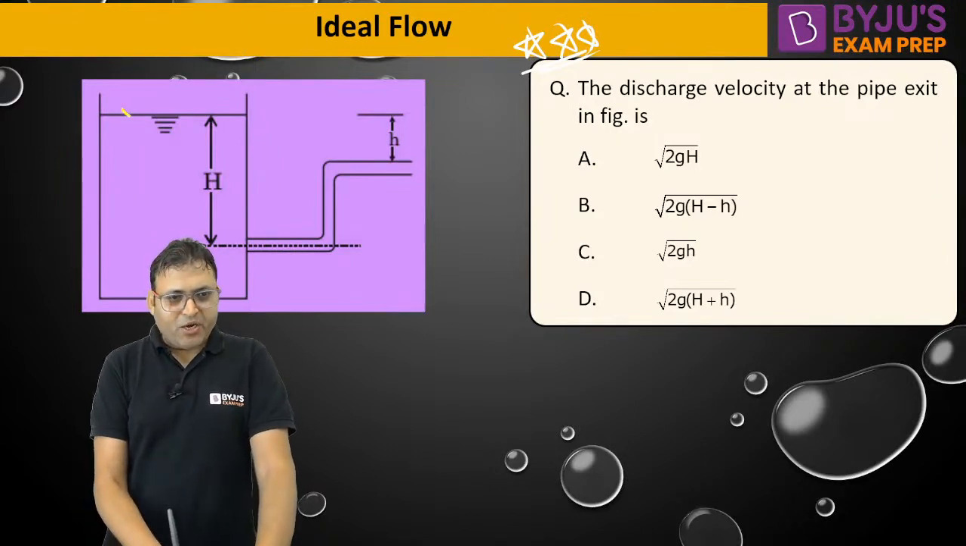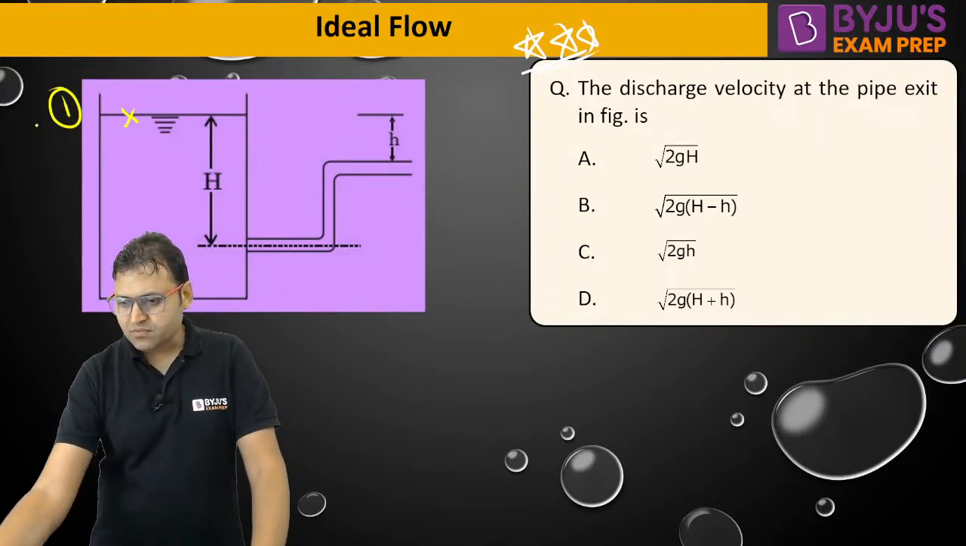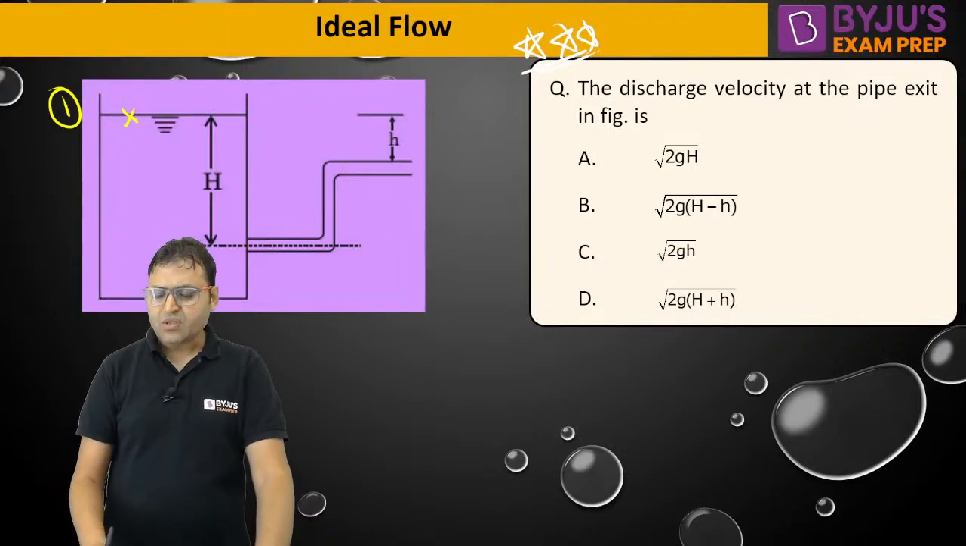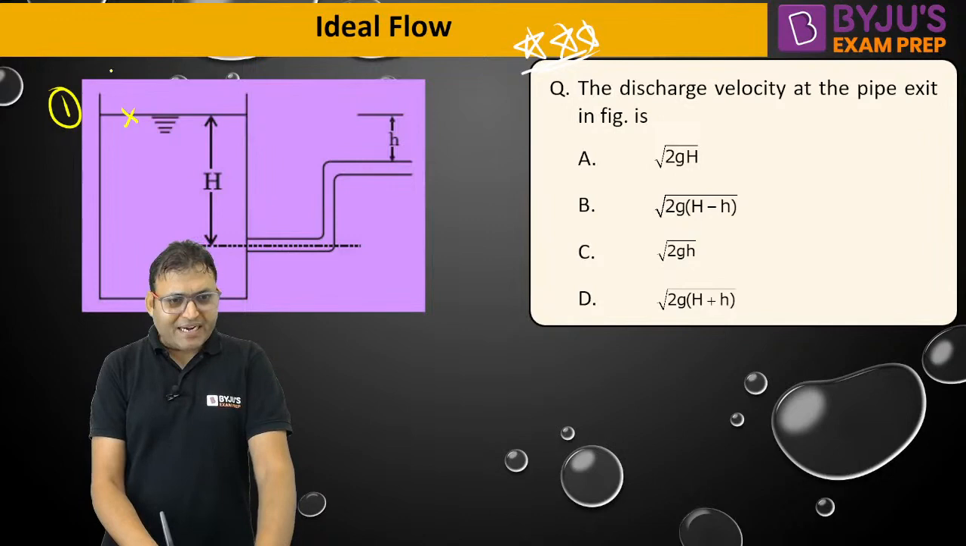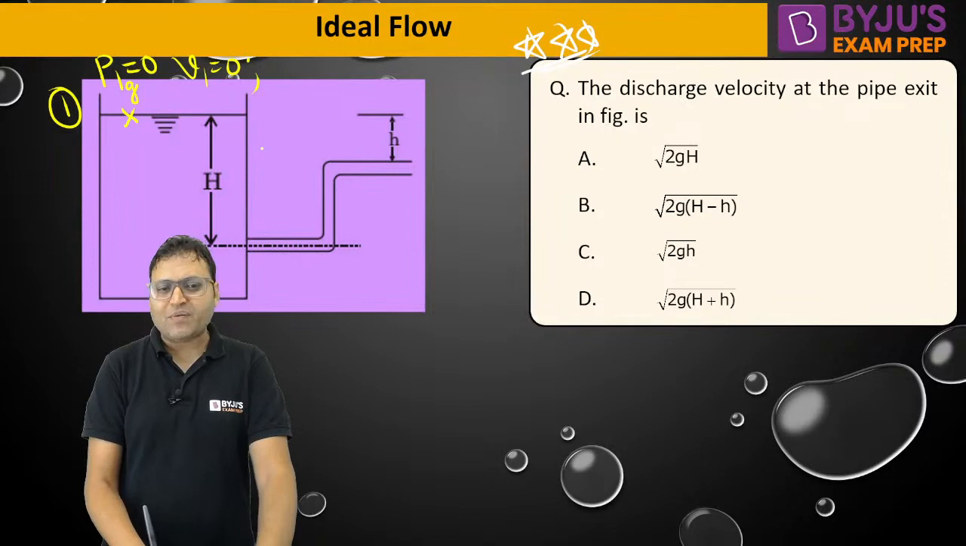let me take point 1 at the top of the reservoir. Pressure is P1, which is 0. Gauge pressure is 0 at the top of the reservoir. Velocity V1 will be 0 at the top of the reservoir.